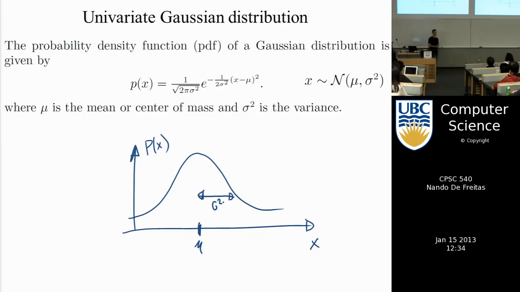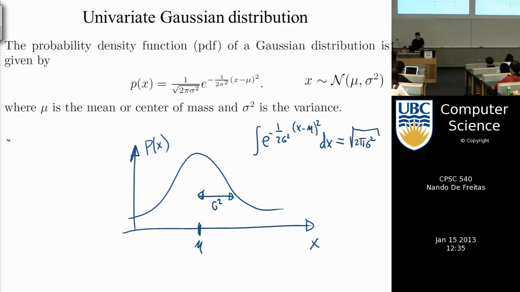And what's the area under this curve equal to? 1. It's a probability distribution. Okay, so the integral of e to the minus 1 over 2 sigma squared (x minus mu) squared, if I integrate this over x, what should I get? Square root of 2 pi sigma squared. Exactly. Okay. Does everyone see that? The integral is the area under the curve. In other words, the integral of p of x dx must be equal to 1 from minus infinity to infinity.